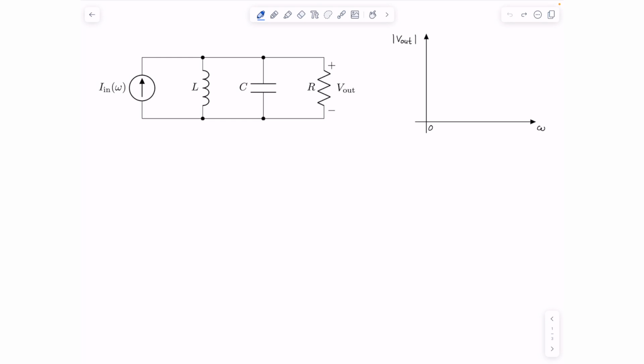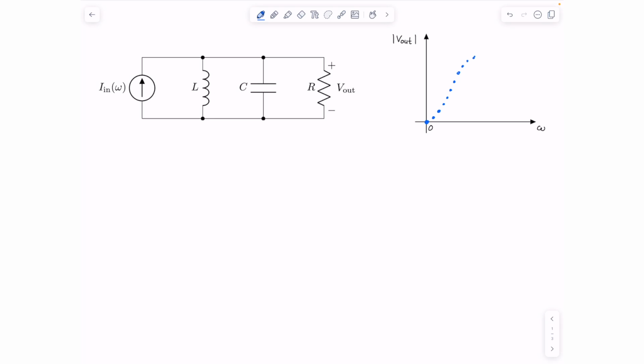Let's take, for example, a parallel RLC circuit and plot the output voltage as a function of the frequency. If we apply a current with zero frequency, essentially a DC current, and measure the voltage across the resistor, we will see 0 volts, because the inductor behaves as a short circuit element at DC. When we increase the frequency of the current source, we will see some voltage across the resistor. Increase more, and we will see higher voltage. And further increasing the frequency gives higher and higher output voltage until some point that is called the resonant frequency.